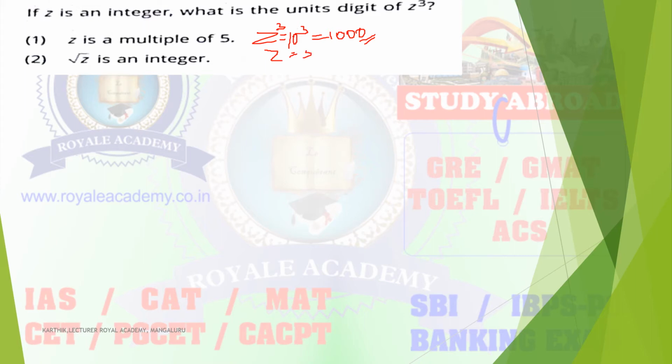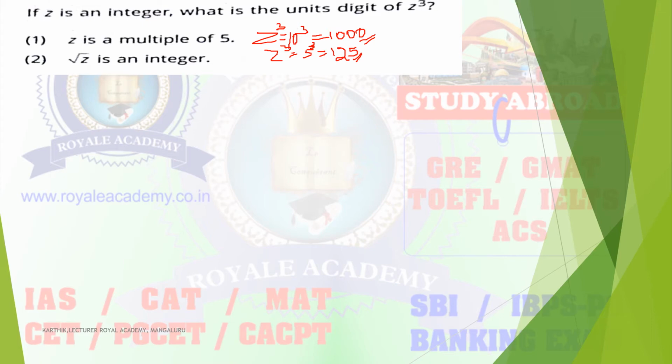Okay, if you choose z is 5, then z cube is 5 cube. 5 cube is how much? 125. Next, the unit digit of z cube is how much? 5. So you are getting two different answers. From the first statement you are getting two different unit digits. So from the first statement alone you can't find out the answer.